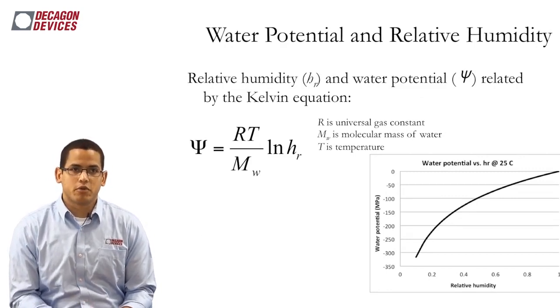And we're able to relate relative humidity to water potential by using the Kelvin equation. So by using the relative humidity and the water potential and using the Kelvin equation together, we're able to get a direct relationship of water potential.